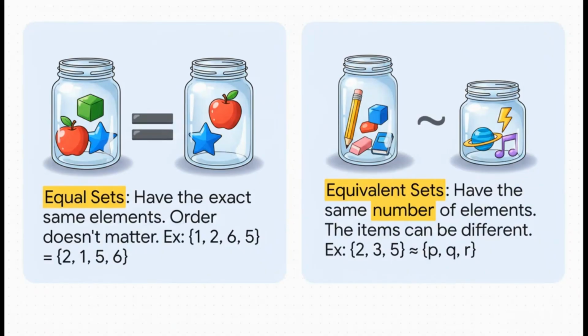Now, this is a really important little detail. Equal sets mean they have the exact same stuff in them. That's it. The order you list them in makes no difference. But equivalent sets are different. They just have to have the same number of things. The things themselves can be totally different. So think about it like this. Your two hands are equivalent sets. They both have 5 fingers. But they're not equal sets because one's a left hand and one's a right hand.